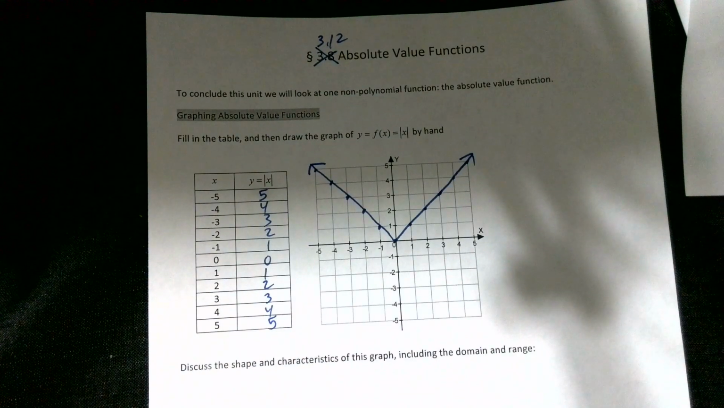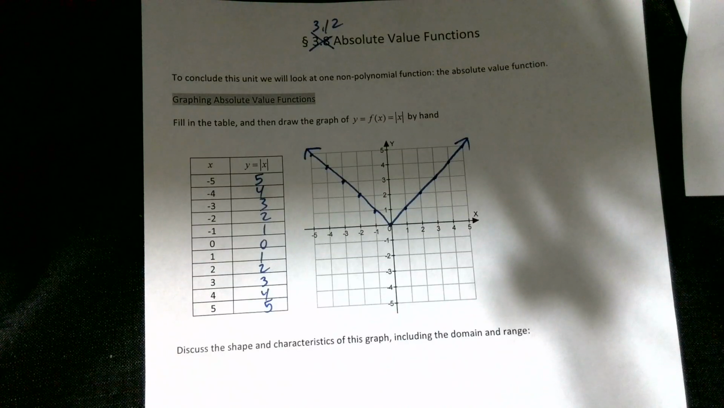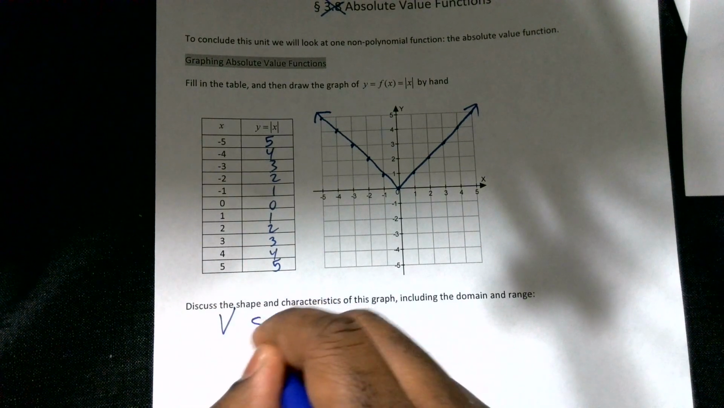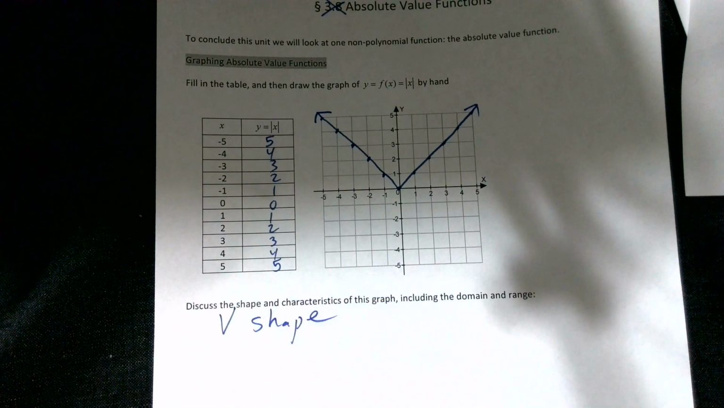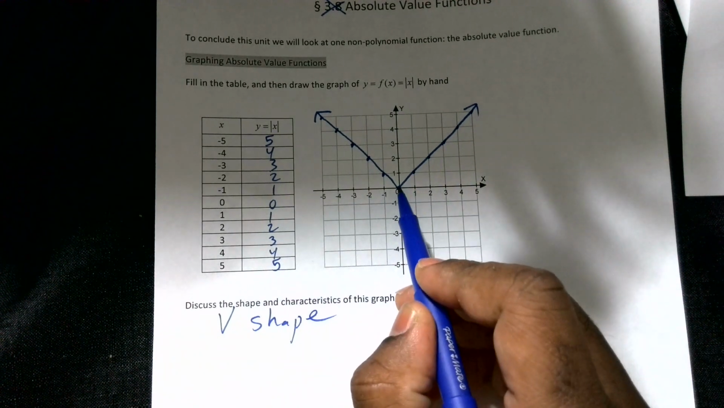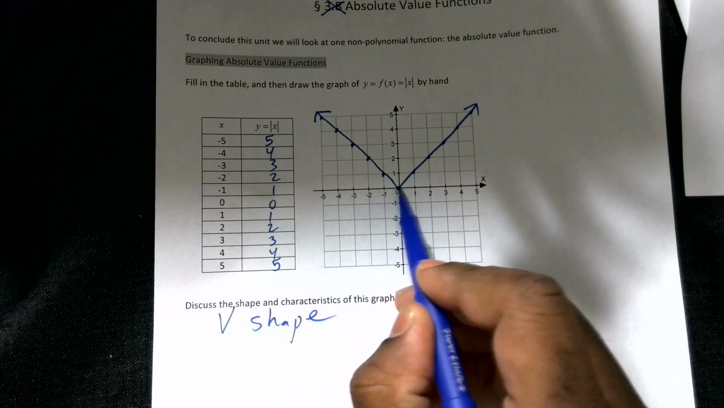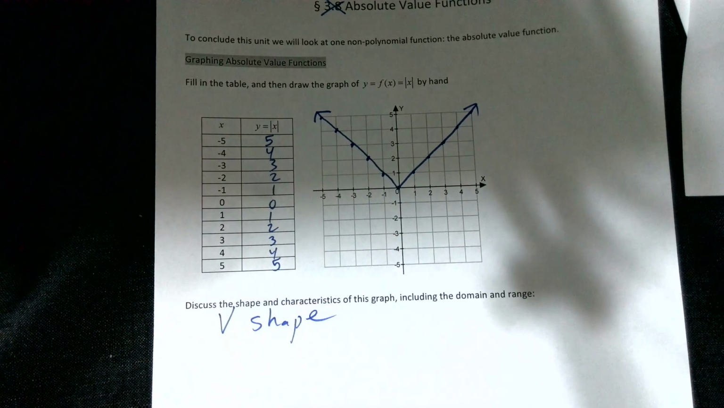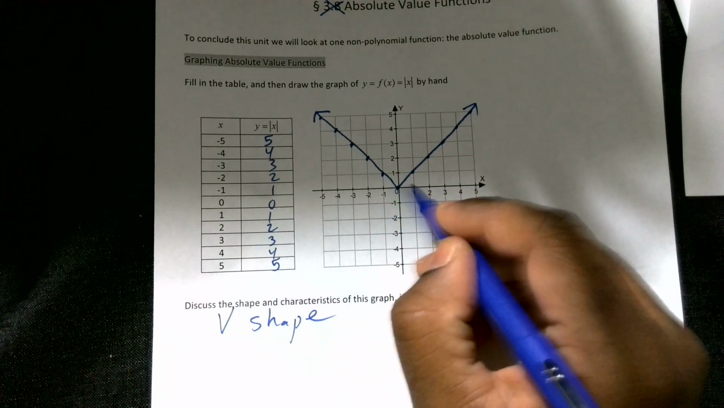And now, it says discuss the shape and characteristics of this graph, including the domain and range. Okay. Now, first of all, it's in a V shape. Okay, now they're talking about the characteristics of this graph. If you take a look here from 0, when it's equal distance from your initial point, which is 0 here, they end up having the same y value.